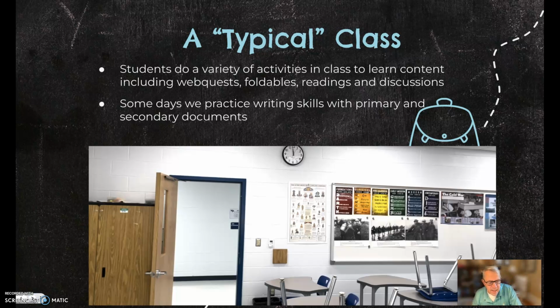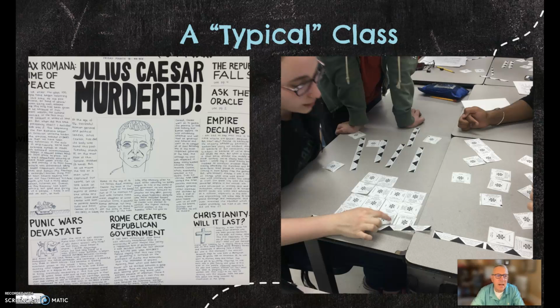Students do a variety of different activities in class that run the gamut from web quests to newspapers to obituaries to discussions and various review activities. Here you see a newspaper or an obituary for Julius Caesar and a review activity that essentially is a puzzle working with vocabulary.